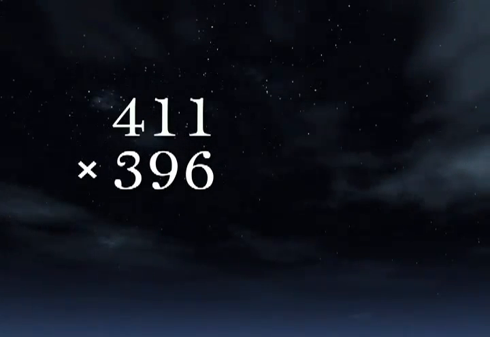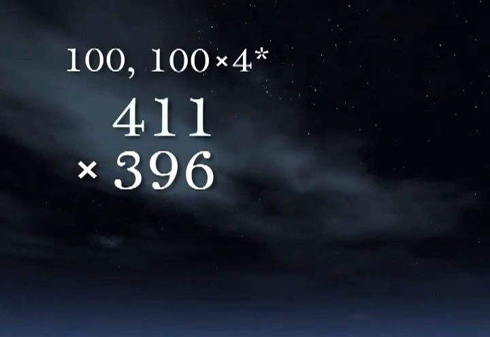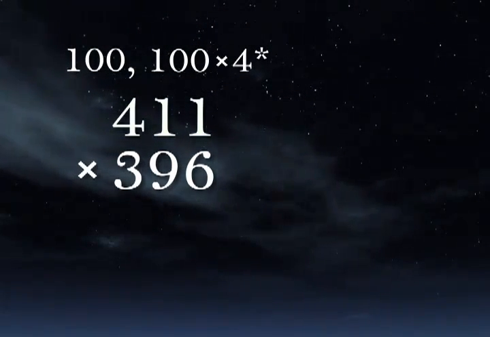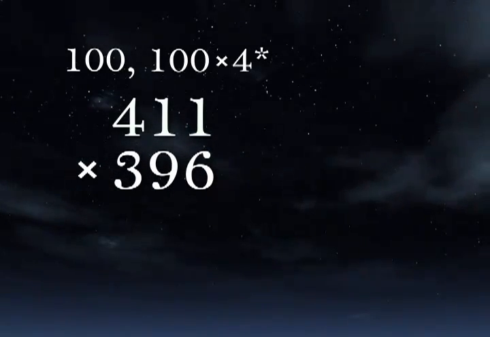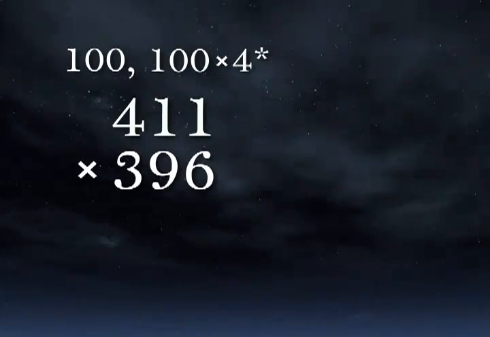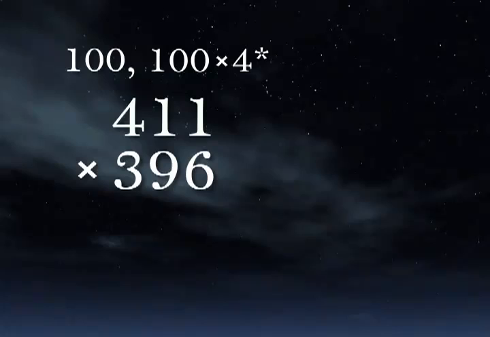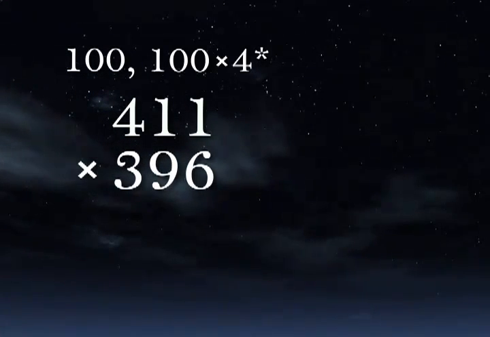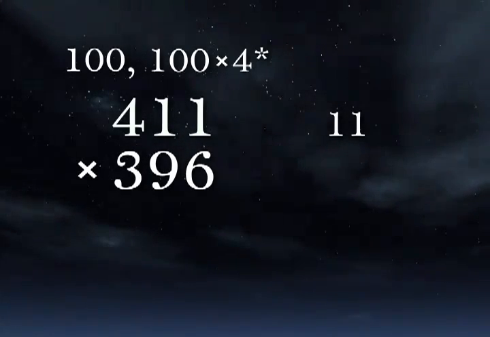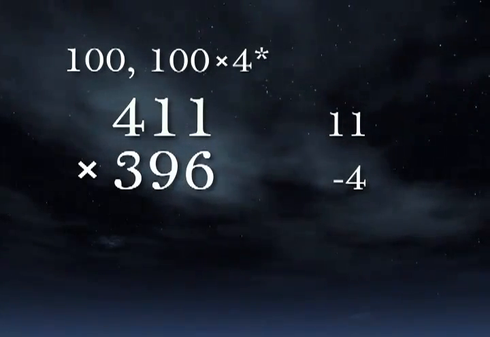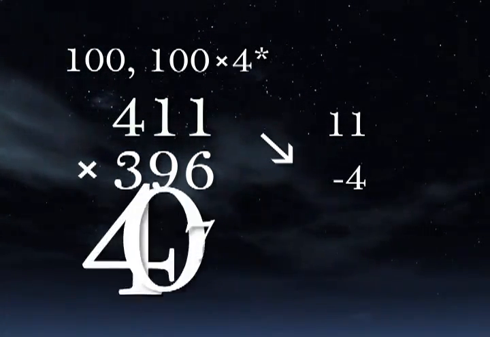Here again, the numbers are not close to 10 or 100 or 1000. Let's use actual base 100 and working base 100 times 4. The working base is 400, but it's written as 100 times 4. That's to remind us to multiply the left side by 4. 411 is 11 more than 400, our working base, so we write 11. 396 is 4 less, so we write negative 4.